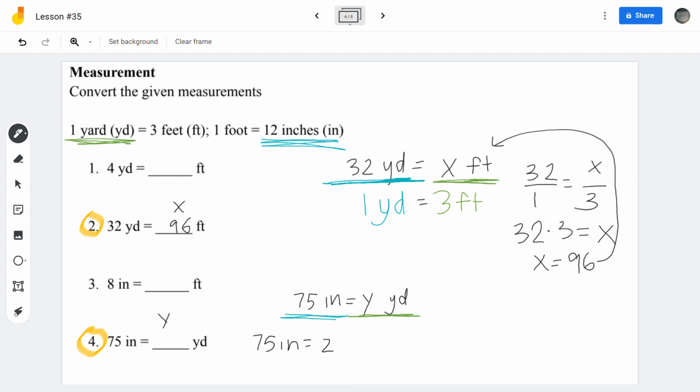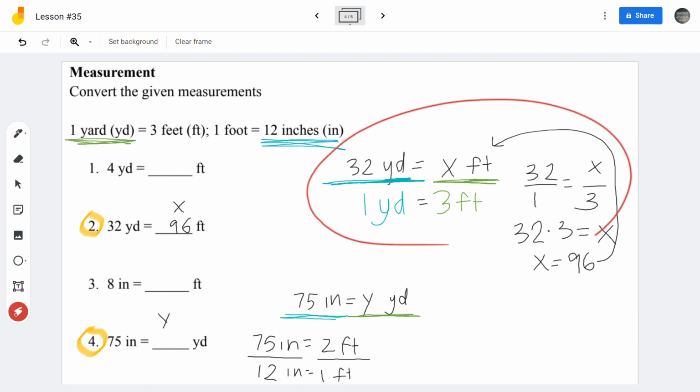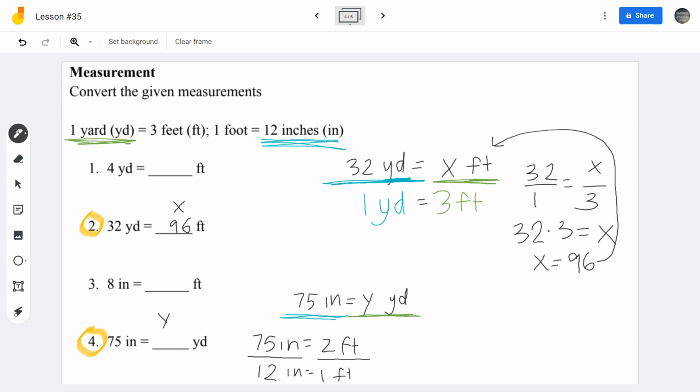So this time I'm going to use z as our variable for feet. And now below this, so 75 inches, I'm going to place the 12 inches down over here. And below z feet, I'm going to put down 1 feet. So the way I'm doing the cross multiply is the same method that I used for this. I'll end up with 75 over 12 equals z over 1, and then I'm going to cross multiply to end up with 12z equals 75. Now I'm just going to divide 12 to both sides to isolate z.